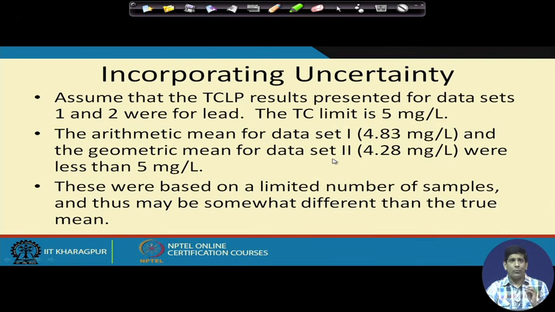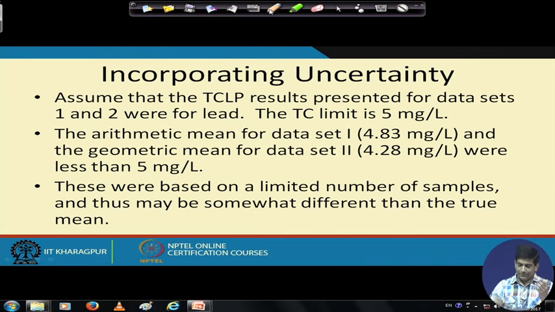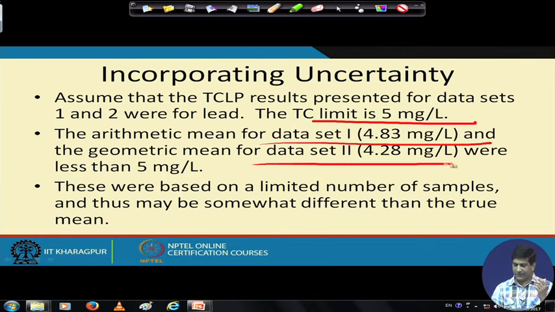So how do we incorporate uncertainty? Let's assume that this whole data was the TCLP result, and let's assume it was for lead, just for our argument's sake, and we know the TC limit for lead is 5 milligrams per liter. The arithmetic mean for the data set was 4.83, and the geometric mean for the data set is 4.28, so they are both below 5 milligrams per liter. That means it's not a hazardous waste.